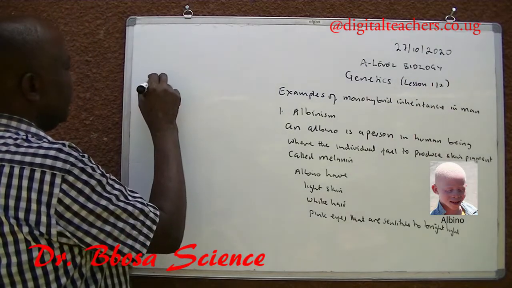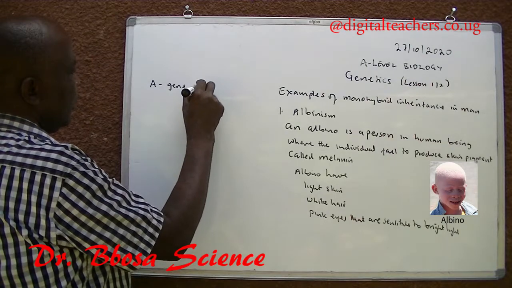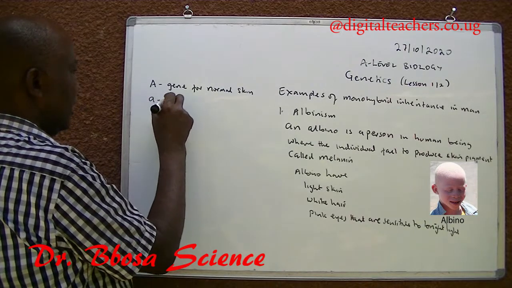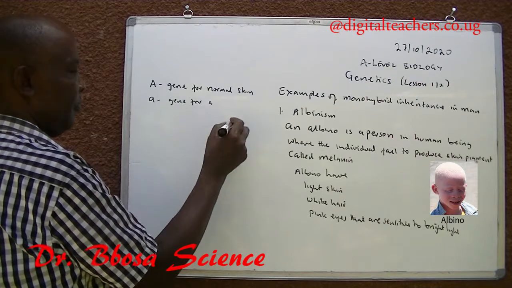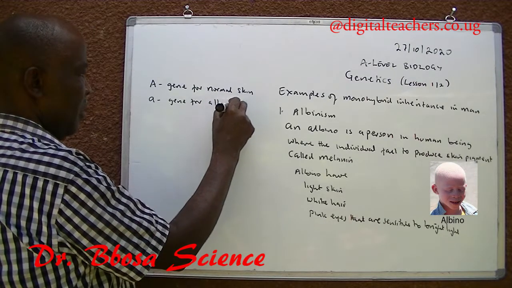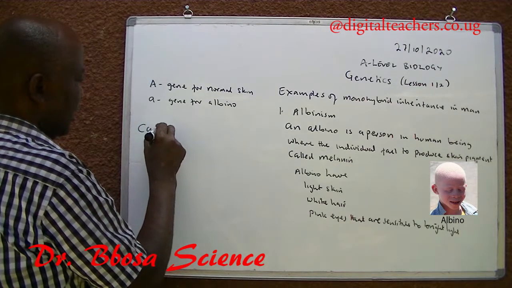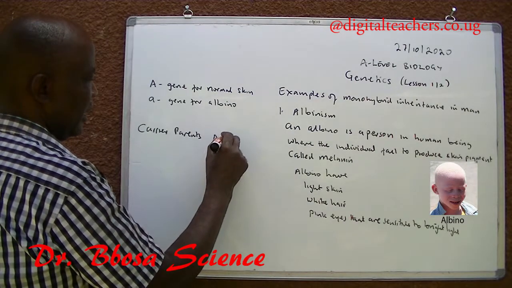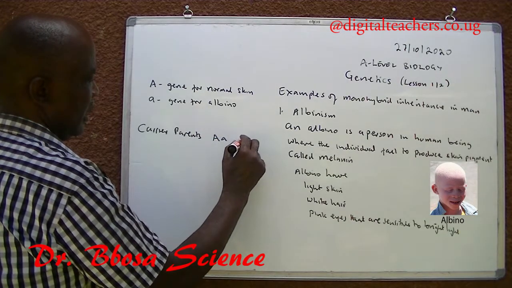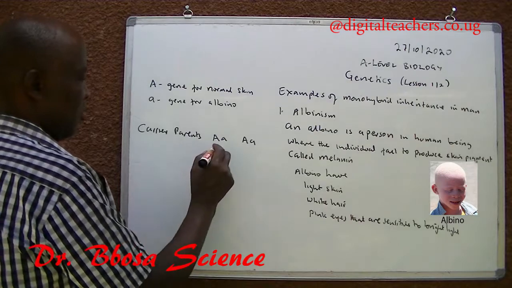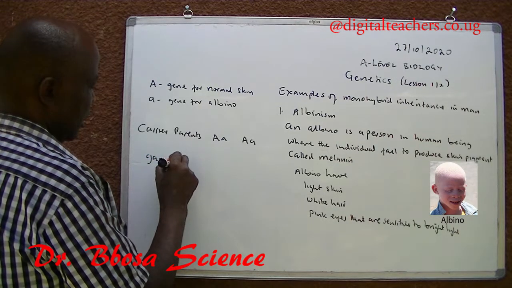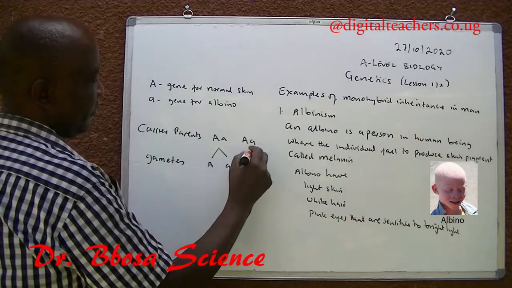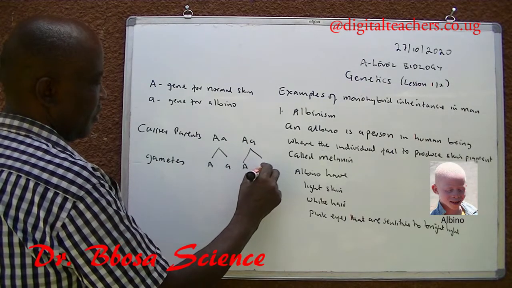If capital A is the gene for normal skin, and small a is the gene for albino, then the carrier parents will have genes capital A, small a and capital A, small a. So each parent has a possibility of forming gametes, that is capital A or small a, and capital A or small a.